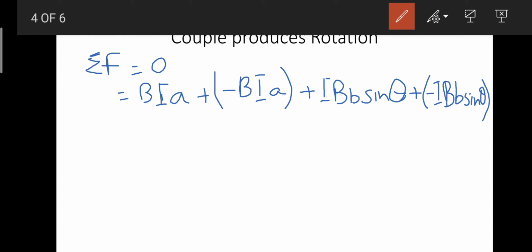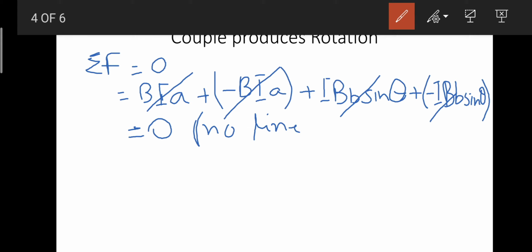So here we notice that I have put all the values, and we see that this force is cancelled by this force, and this force is cancelled by this force. So ultimately we see that the sum of the forces in this case is equal to 0, right? Now the question arises here: if summation F is equal to 0, that obviously means that there will be no linear motion, right? So if there is no linear motion, as we can see that the coil is not moving or accelerating in any direction, so what is going to happen with this coil?